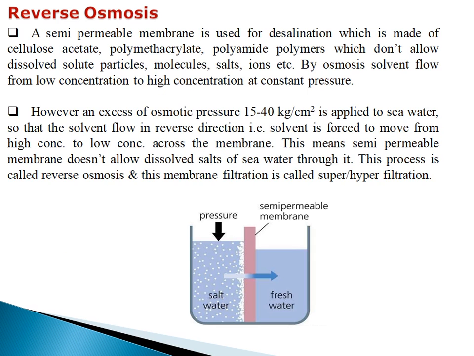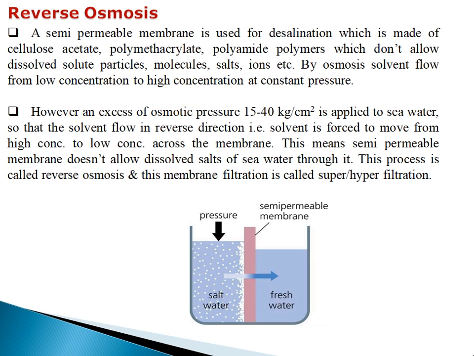Firstly, the reverse osmosis method. In this method, a semi-permeable membrane is used for desalination. This membrane is made of cellulose acetate, polymethacrylate, or polyamide polymers. The semi-permeable membrane does not allow dissolved solute particles, molecules, salts, ions, etc. What is meant by osmosis? The flow of solvent from low concentration to high concentration at constant pressure is called osmosis.